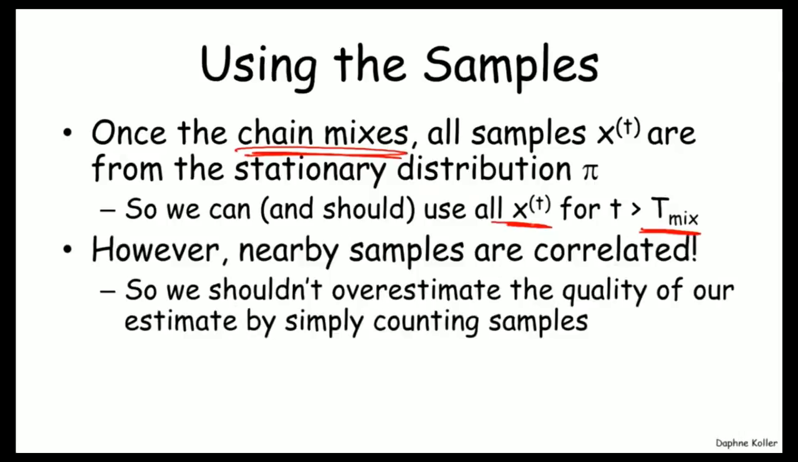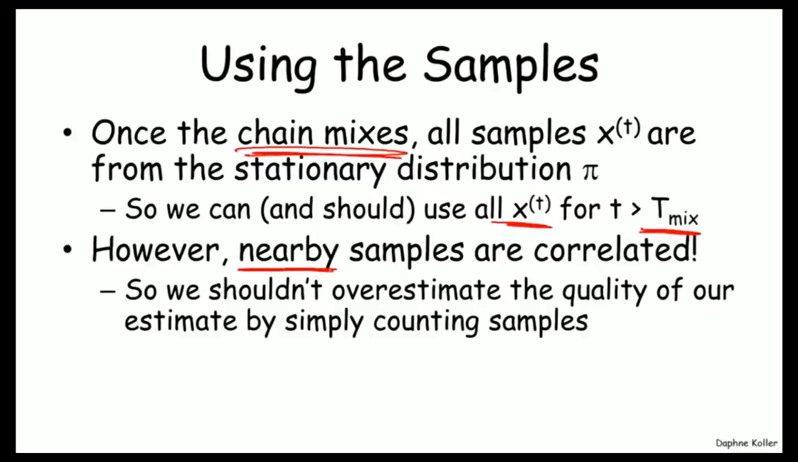Because, and this is undoubtedly true, adjacent samples, ones that are nearby to each other in time, are correlated with each other. Even if xt is from the right distribution pi, and so is xt plus 1, xt plus 1 is still going to be close to xt. And so you're not really getting two different samples. You're getting two that are very close relatives to each other.